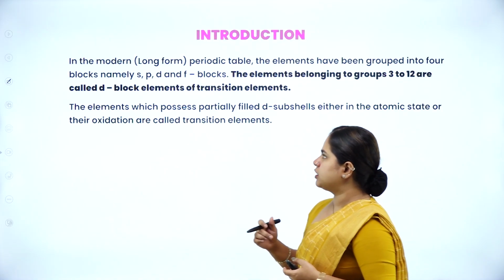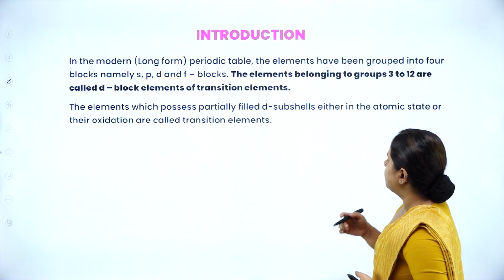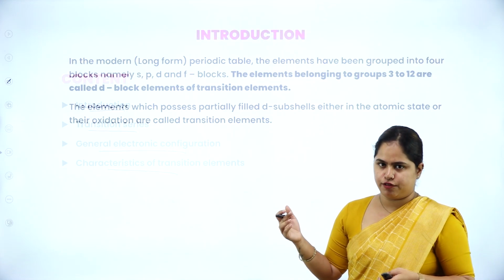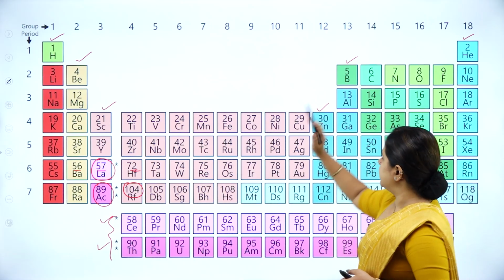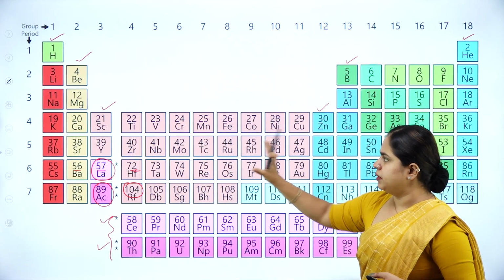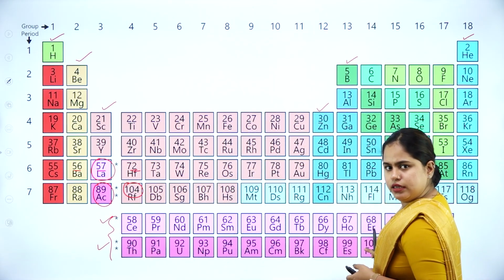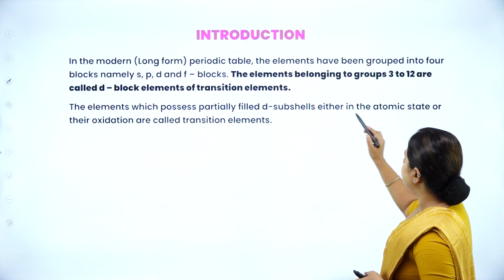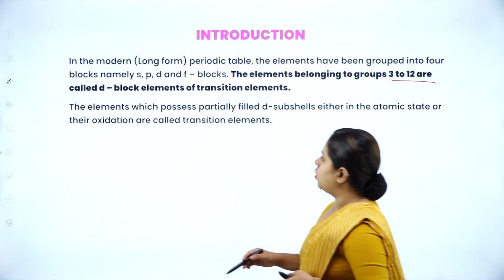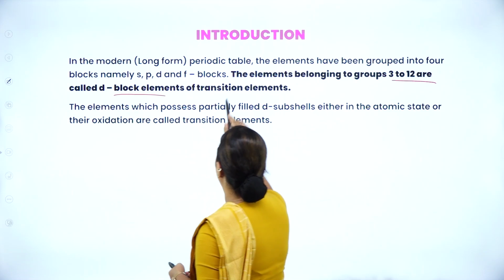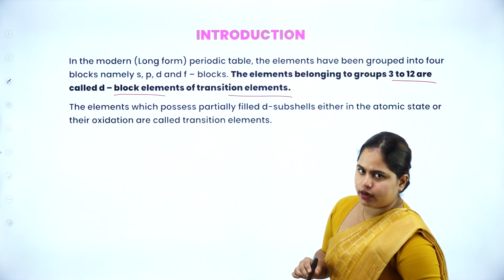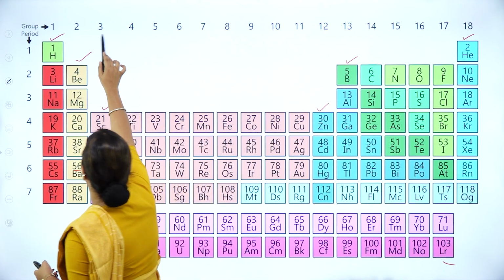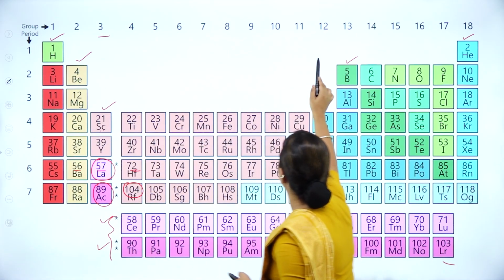In the modern periodic table, the elements have been grouped into four blocks, namely S, P, D and F. You can see S is here, P is this, the middle part is D, and the last part is the F block elements. The elements belonging to group 3 to 12 are called D block elements or transition elements. You can see here, this is group 3 to group 12.